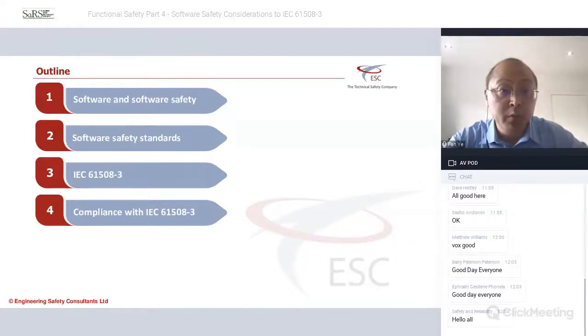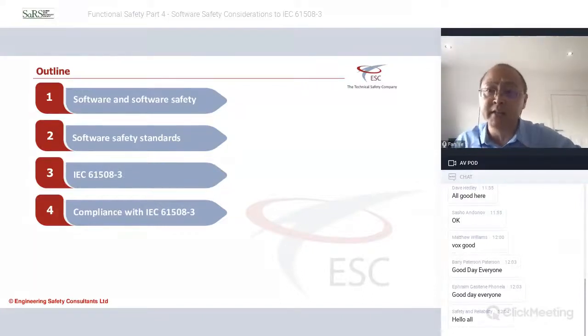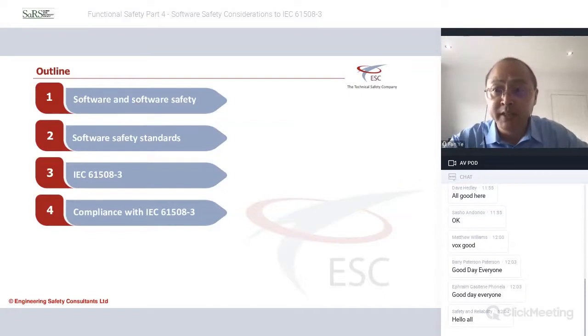Firstly, we'll look at software. So what do we mean by software, and how does software relate to functional safety? And then we'll move on to different software safety standards, how those different safety standards address software safety. And then we drill down to IEC 61508, which is the basic functional safety standard, and part 3 specifically dealing with the software aspect of safety-related systems. And then followed by the final topic, focusing on how we achieve compliance with IEC 61508, part 3 on software safety.